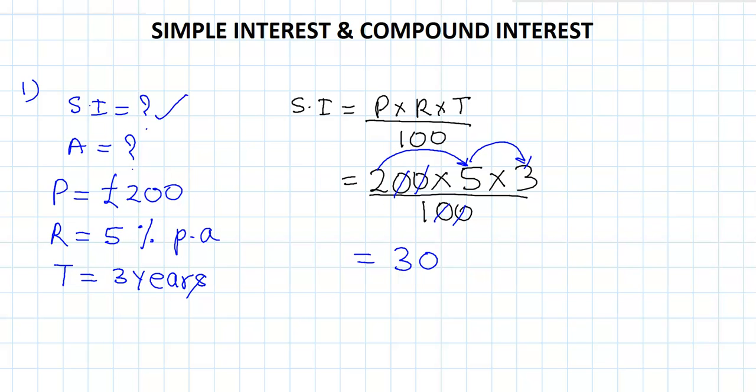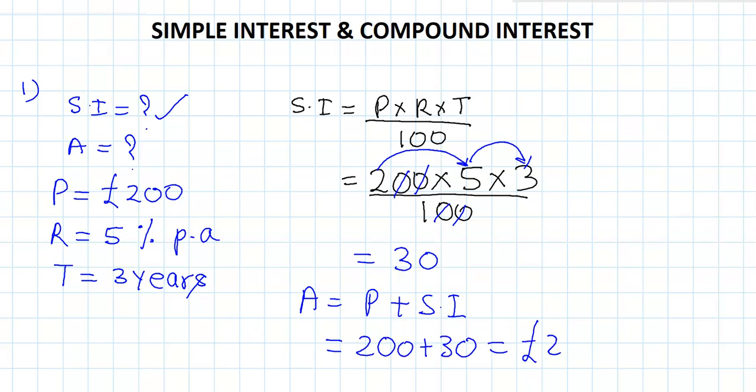Simple interest is 30. Amount is what? What is the amount formula? Yes, Marcus? Plus principal, that's right. So A equal to P plus SI. P is how much? 200, and SI is 30. So it is 230 pound. Okay, Zara, did you understand now? Okay, now this is what simple interest is.